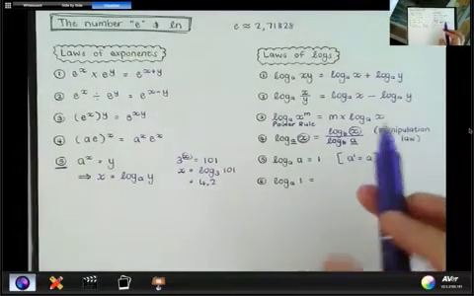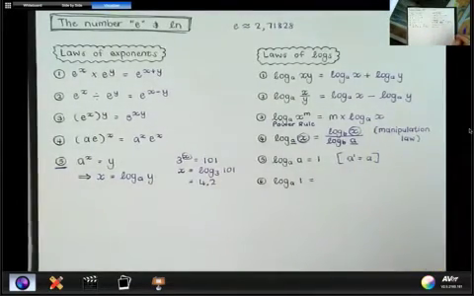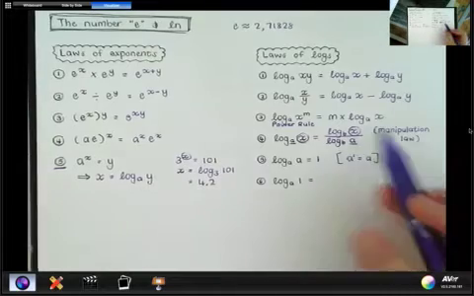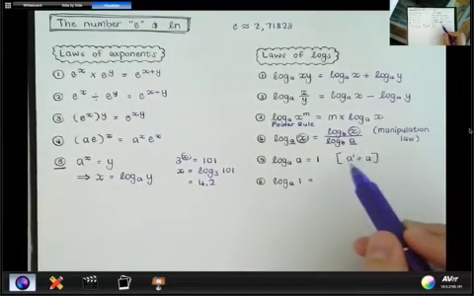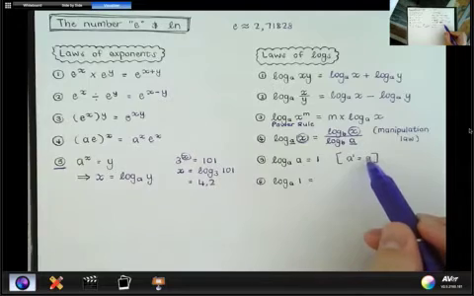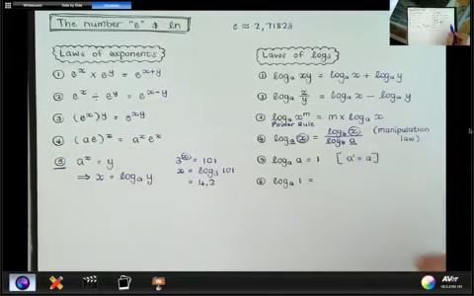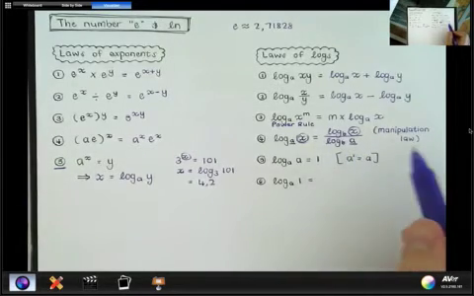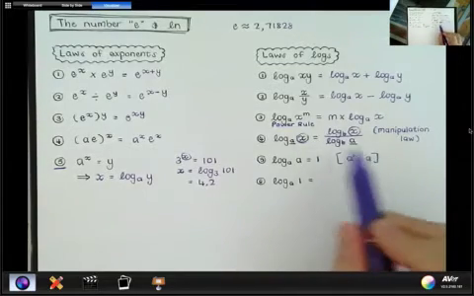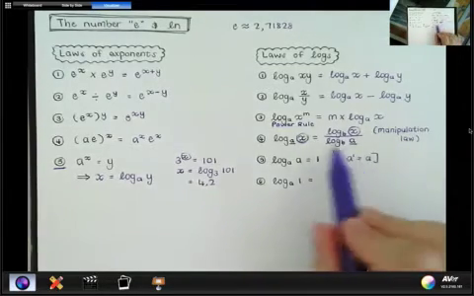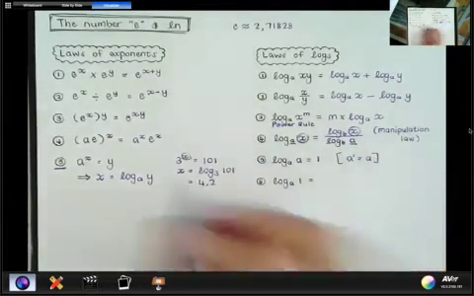Any number to the power of 1 will just be that same number, right? A to the 1 is equal to a. 2 to the 1 is equal to 2. 10 to the 1 is equal to 10. And if we rewrite this equation in log form, this is what we get. And this will always be true.